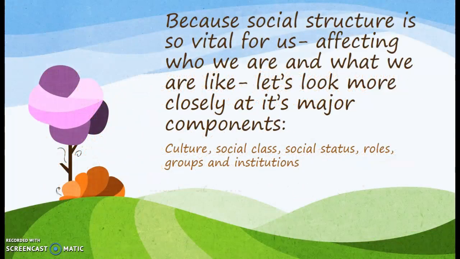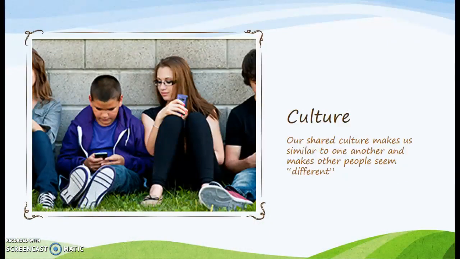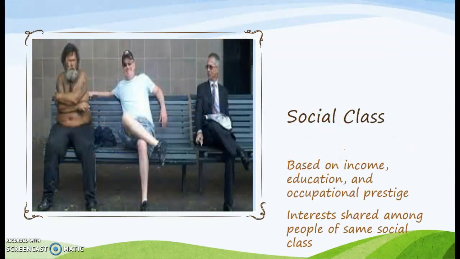Okay, so because social structure is so vital for us, affecting who we are and what we are like, let's look more closely at its major components. So we're looking at culture, social class, social status, rules, groups, and institutions. Okay, and we're going to get through groups today in this particular lecture. So culture, we've looked at culture a little bit. Our shared culture is what makes us similar to one another, and it is what makes some people seem, quote unquote, different from different perspectives.